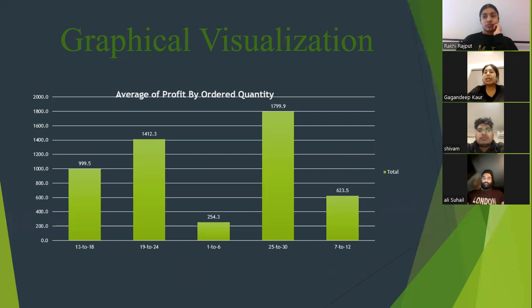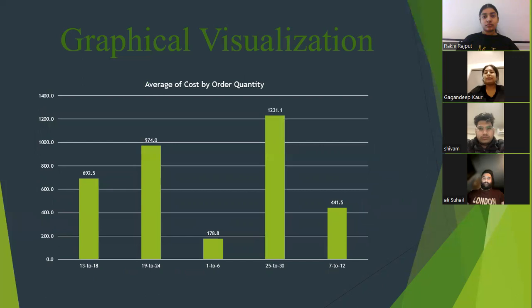This graph shows the average profit by ordered quantity. Basically, it shows the profit earned by the store, and the maximum was approximately 1800. Moving to the next slide.